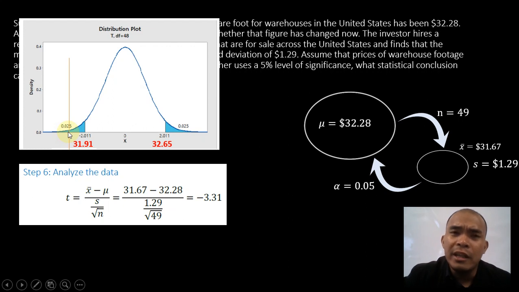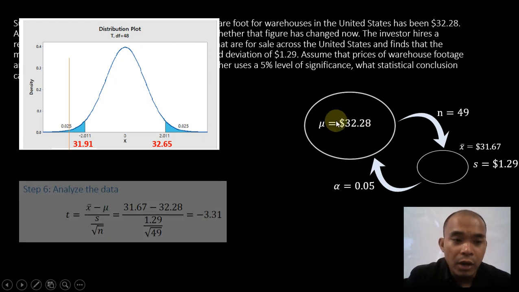Okay, so that's why the critical value is very important in real life, because in the actual scenario we need not solve using the t-table. You don't have to look at the table. You can simply say that the critical values, in order for the sample mean to be still accepted, are within 31.91 to 32.65. Okay, since the mean of the sample here is 31.67, which is below that range, we can say that we have to reject the null hypothesis stating that the mean is still equal to 32.28.